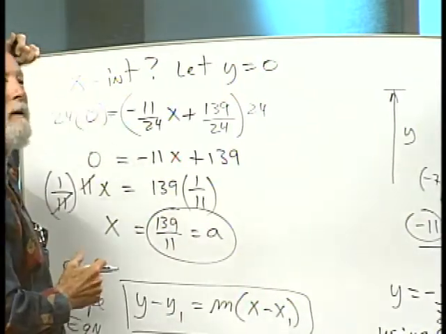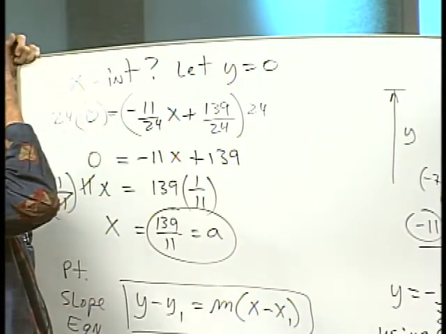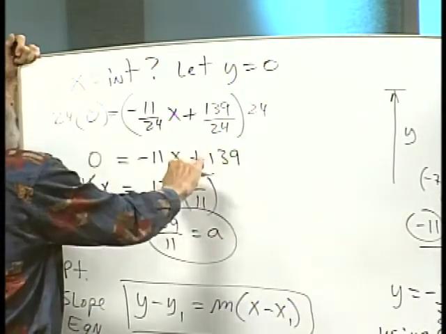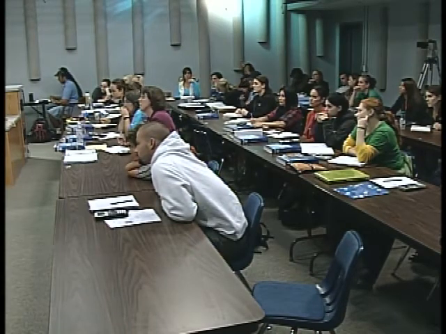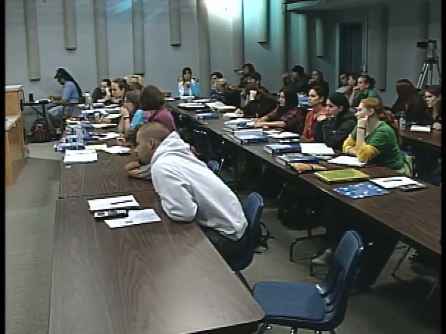Yes? In showing your work, when you went from 0 equals negative 11x plus 139, you didn't actually show that you added 11x, but then in the next step you did show the 1/11. Could you not have shown that and just gone to x equals 139 over 11? Or do you want to see the 1/11? Certainly.